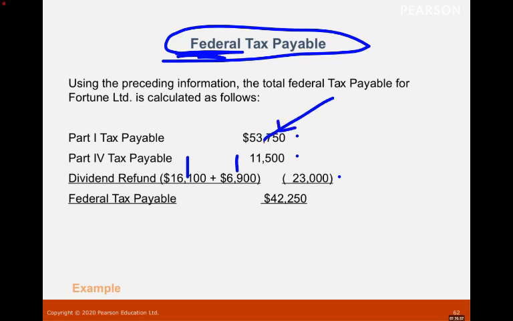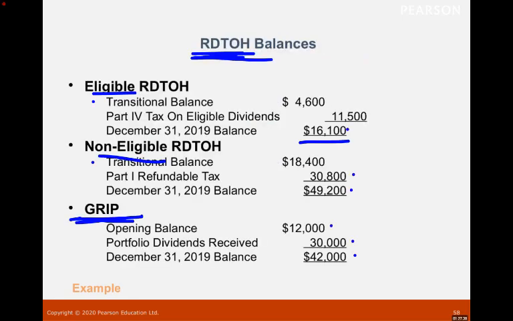Inside of this one, by the way, was the ART, right? The additional Part 1 stuff. And we had the Part 4 stuff. So all of that added together, minus the refund that we can claim because we paid out dividends through those two channels, leaves us at our total federal tax payable for the year. So obviously you can see here from this simple slide that we were able to recover, due to the dividends, $23,000 of the tax. So if we slide back, how much was our ART?